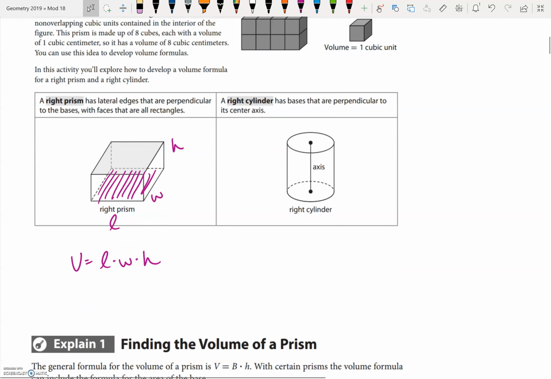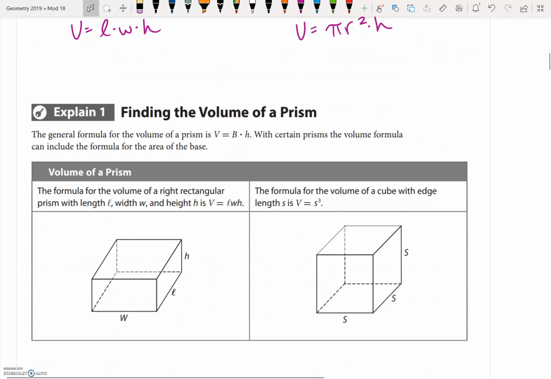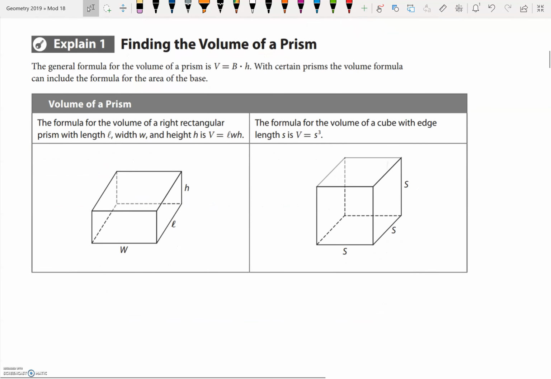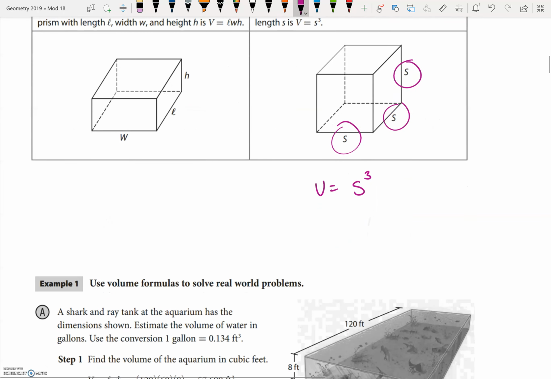Now, a cylinder is the same way. The area of our base here is the area of a circle, which is pi r squared. And all you need to do is multiply it by a third dimension, which is the height. So the volume for a cylinder is pi r squared times height. When we talk about the volume of a prism here, we have length times width times height. That's the one I just showed you. The other type of prism that we have is a cube. And since a cube has all three the same, the volume is going to be s cubed. We wouldn't want to write s times s times s.